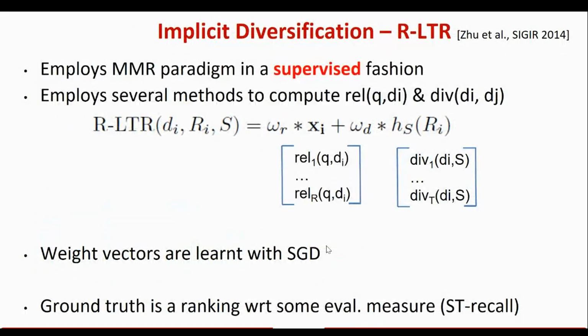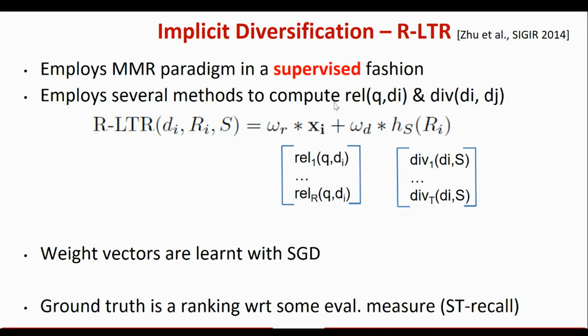Finally, R-LTR is the work which we also base our improvements on in this paper. R-LTR is also very similar as it employs an MMR paradigm in a supervised fashion. So, instead of a single relevance and diversity score used in the MMR framework, here there are several methods to compute the relevance score or diversity score.